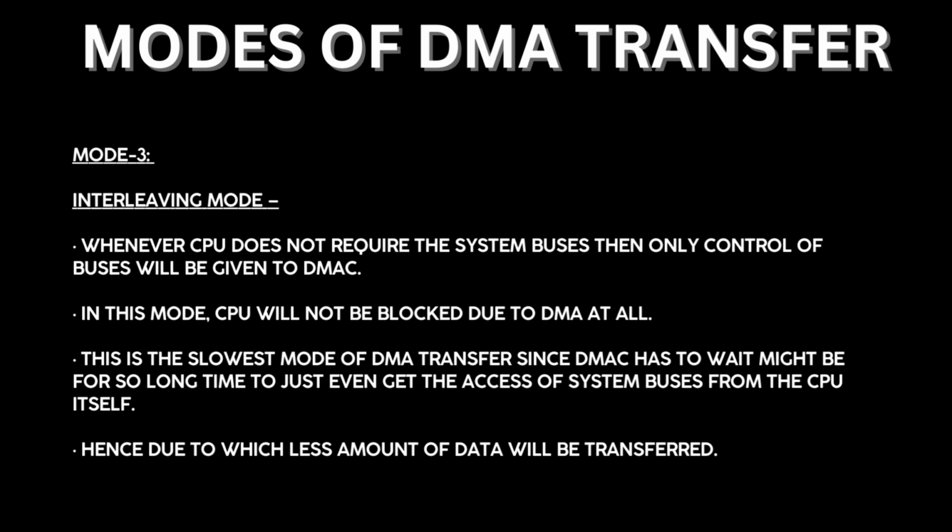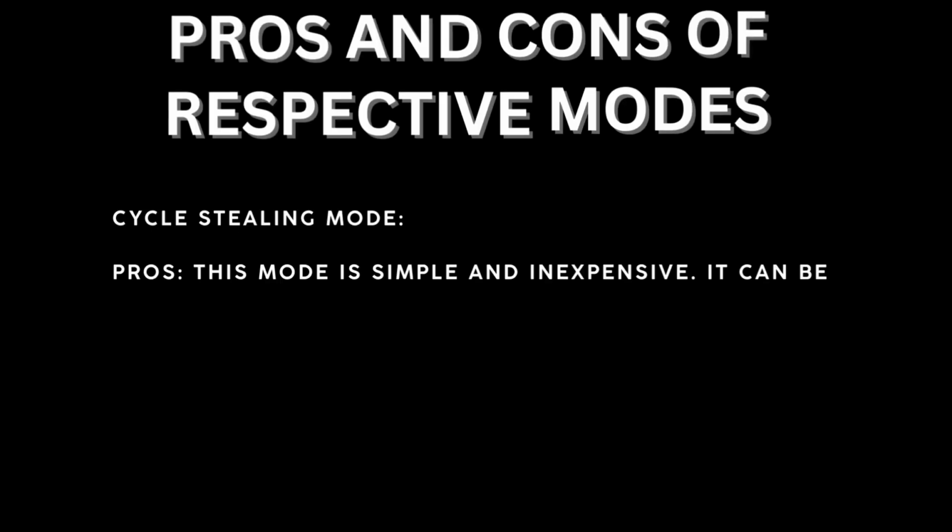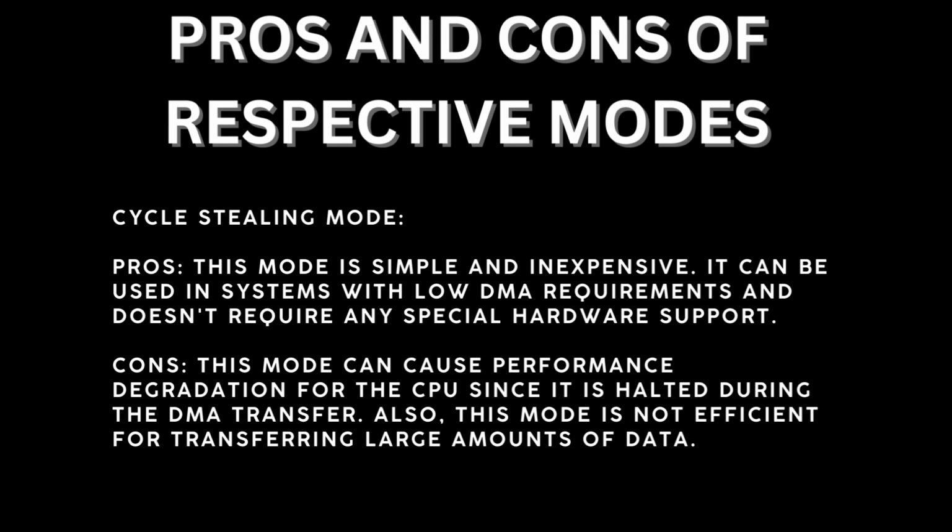In this mode, CPU will not be blocked due to DMA at all. This is the slowest mode of DMA transfer since DMAC has to wait, might be for so long a time, to even get access to the system bus from the CPU itself. Hence, less data will be transferred. Now we'll be looking at the pros and cons of the three modes.